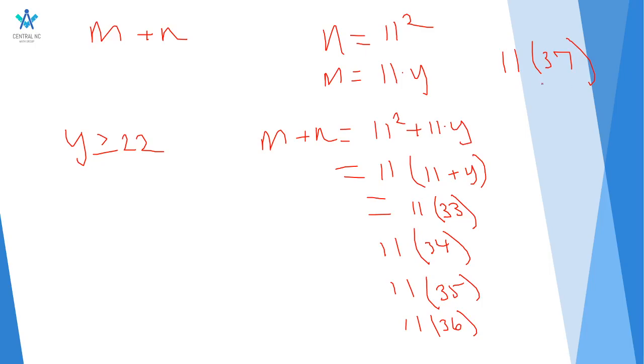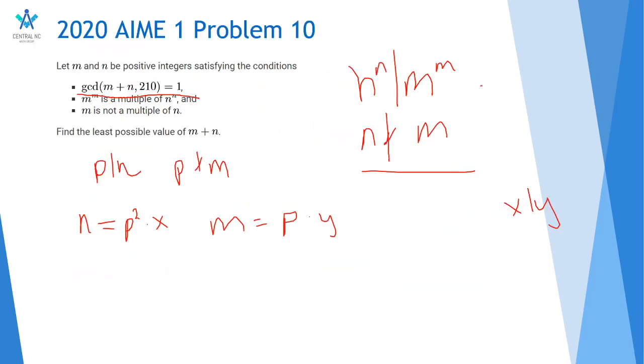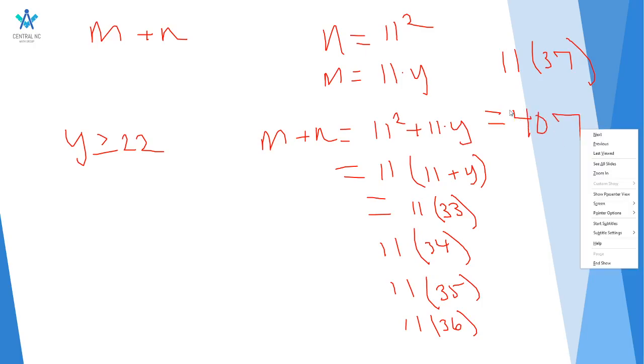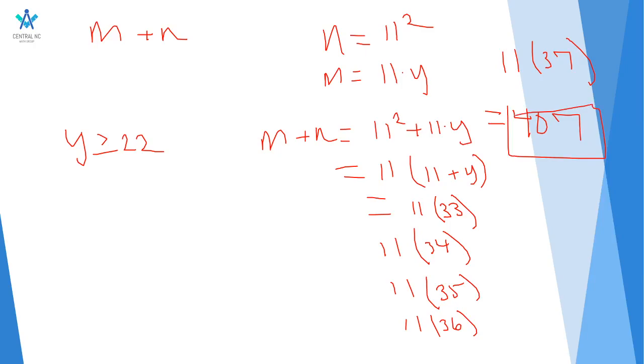And we've basically minimized as much as possible throughout this process, and we can be confident that this is our answer. So the problem, always want to go back and read what it asks for, find the least possible value of m plus n. And so our answer is 11 times 37 equals 407. And that should be it.